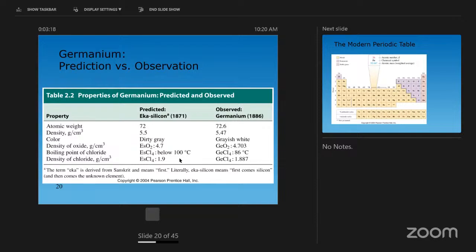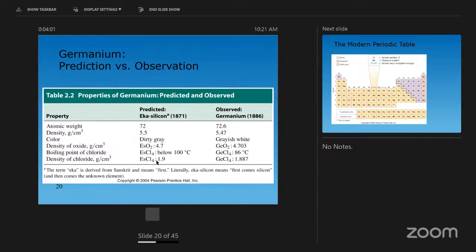Both, and then he also predicted the formulas of certain compounds that would combine. This one that he gave for this is the actual formula identity. And you can see this relation. What he predicted was that the melting point for the chloride is below some degrees, and then the density of the chloride was predicted to be 1.9 grams per cm cubed.